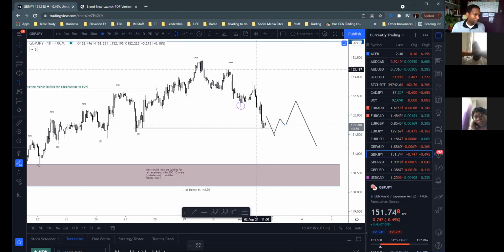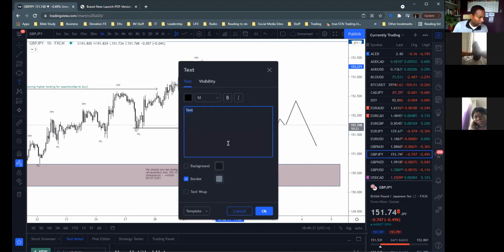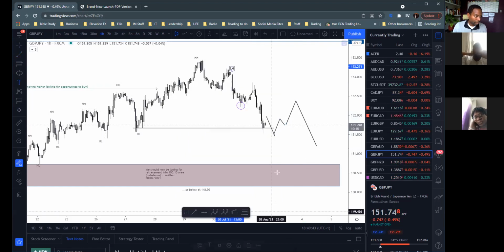Let me mark these in because they should be marked already. So this is going to be a lower high. This here is going to be a lower low. Sorry, I should have done this correctly. Forgive me one second. Let me do this correctly.